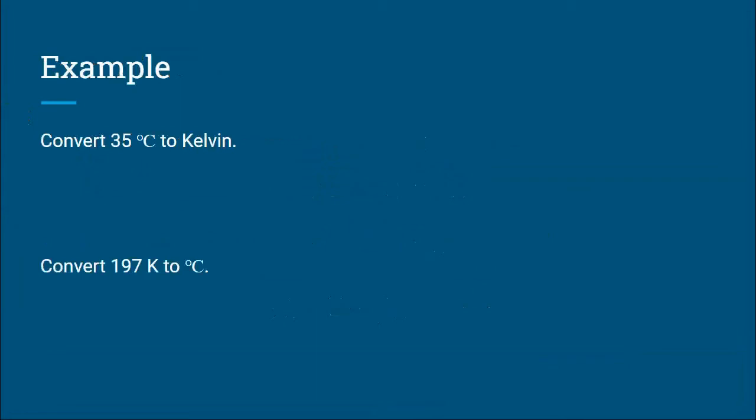So 2 quick examples. Convert 35 degrees Celsius to Kelvin. Easy enough. We just add 273 to get 308 Kelvin. And notice that for the unit, Celsius has a degree symbol, but Kelvin does not. And that is standard for reporting the unit.